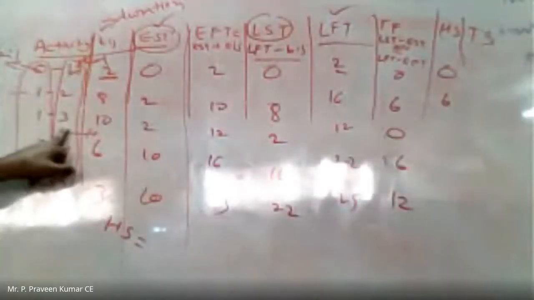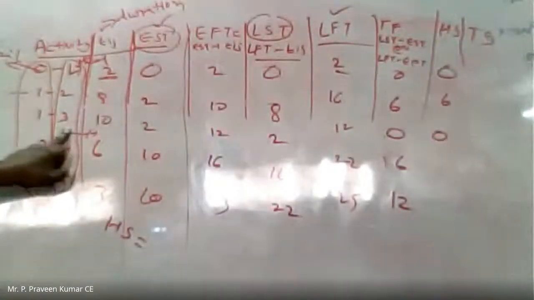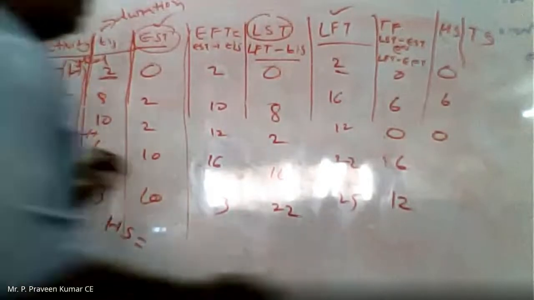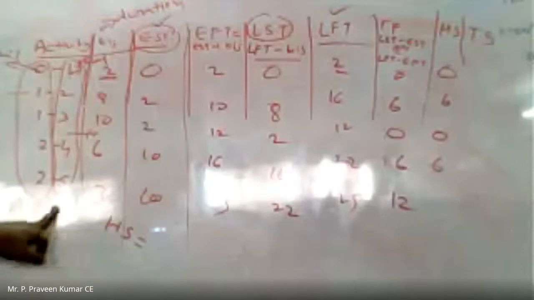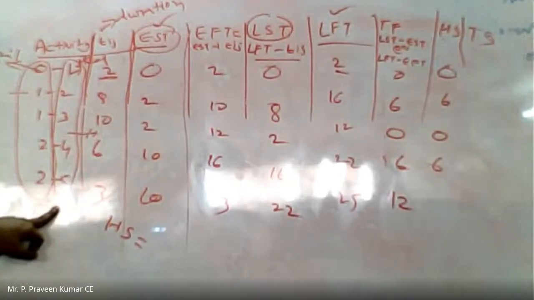If you go to 3, under node 3, 12 minus 12, 0. Next one is 4. Under 4, 4 minus 22, 6. Next 5. Under 5, 25 minus 13. What is the value? 12.